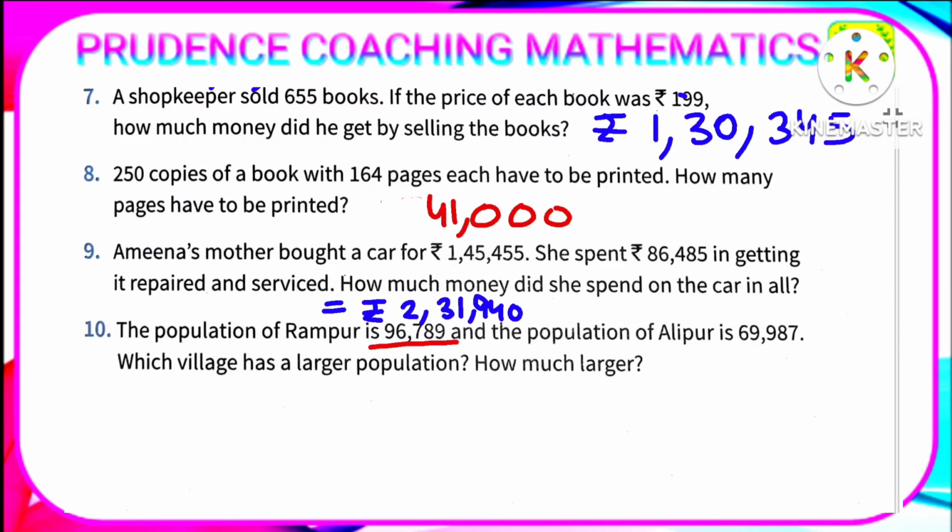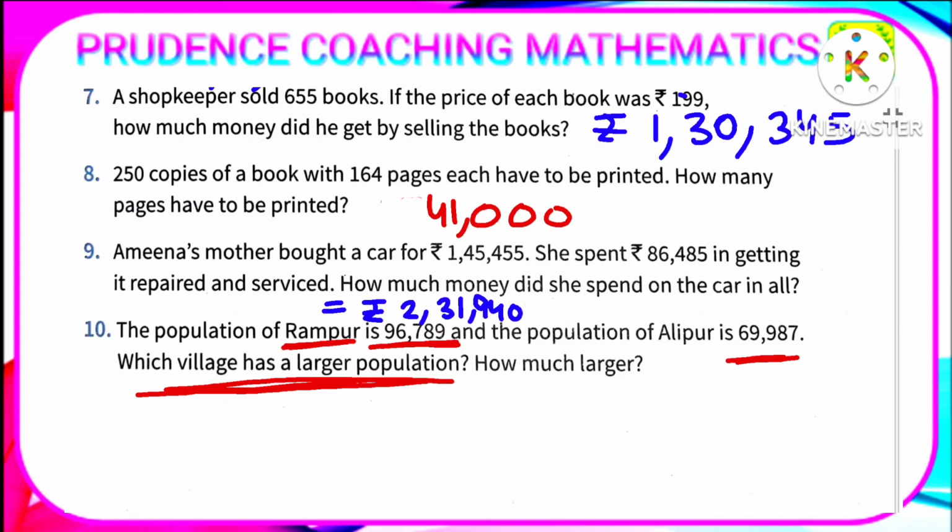Next, population of Rampur is 96,789. Means number of people living in Rampur is 96,789. The population of Alipur is 69,987. So both the populations are given of the two villages. Which village has a larger population? So which one is more? Which number is more? This one or this one? 96,789 is more. So your answer over here will be Rampur.